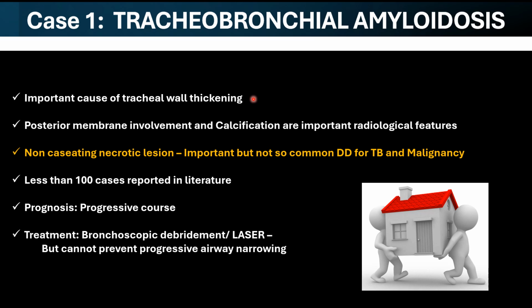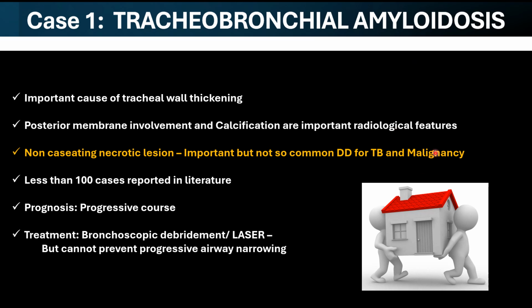But that doesn't mean for every other case that we are going to see from today onwards, we are going to label it as tracheobronchial amyloidosis. The two most important causes are obviously going to be tuberculosis and malignancy. And if it is not TB and malignancy clinically, then we are going to raise the possibility of amyloidosis or granulomatosis with polyangiitis.